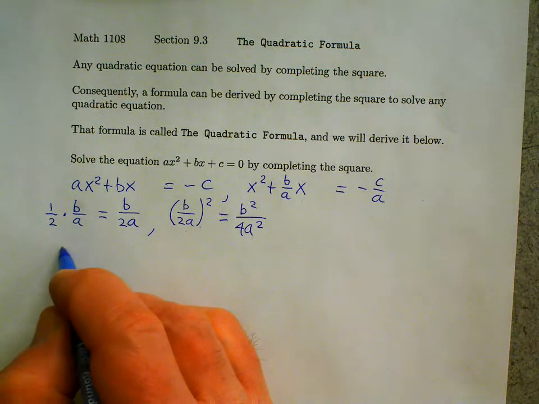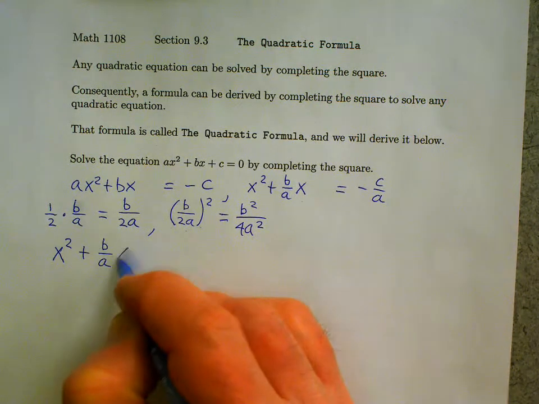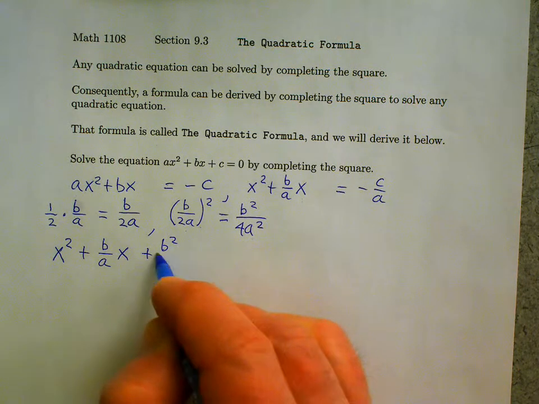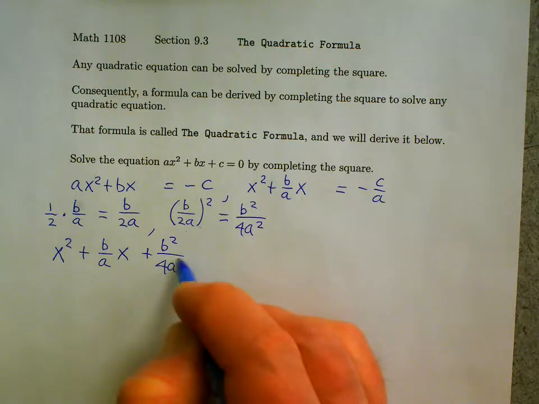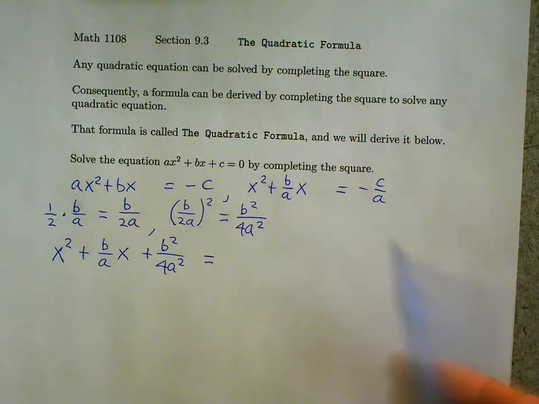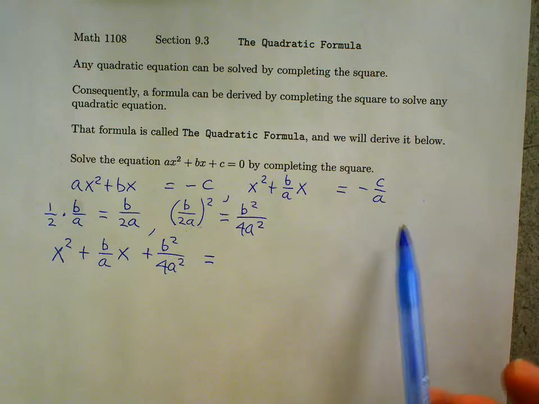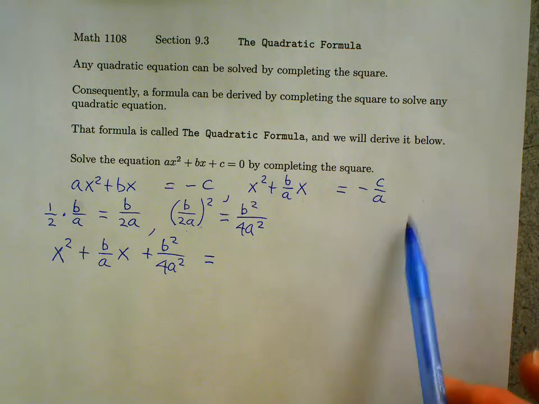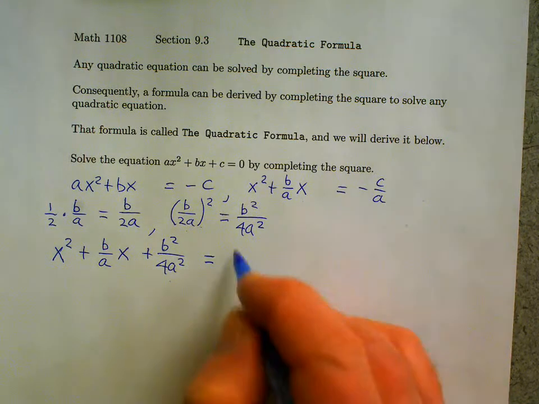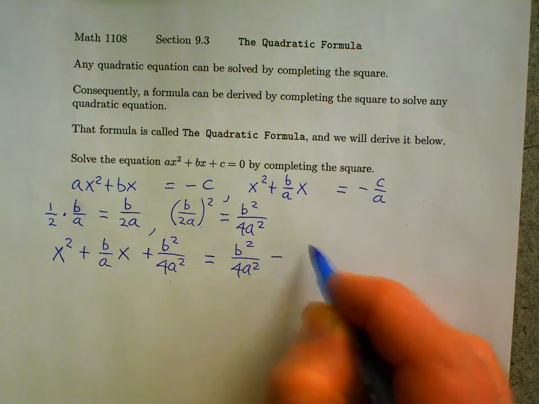All right, so we'll get x squared plus b over a x plus b squared over 4a to the second. And on the right-hand side, well, I could write negative c over a plus b squared over 4a squared, but I'm going to put the b squared over 4a squared first, and then write minus c over a.